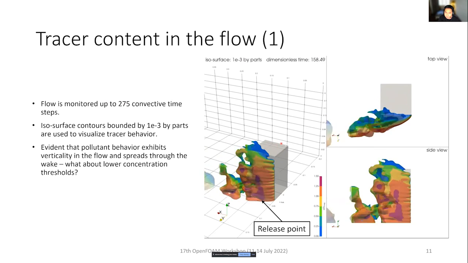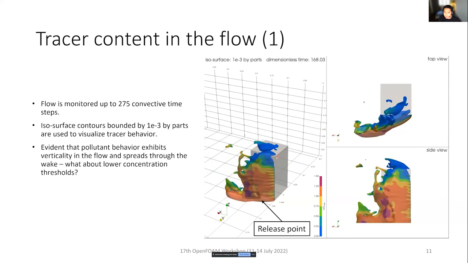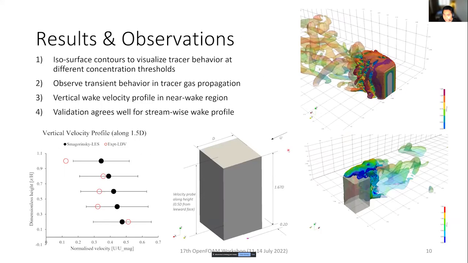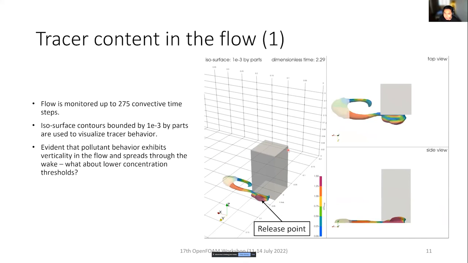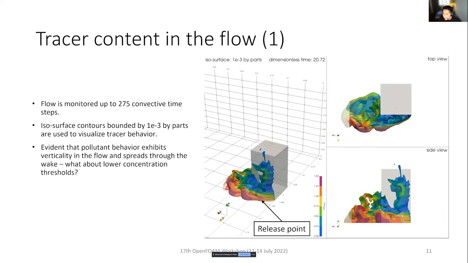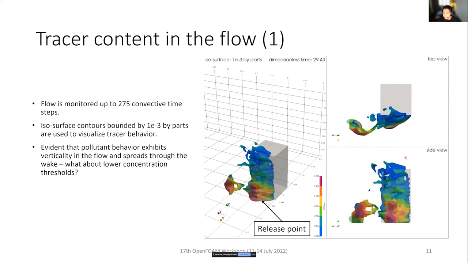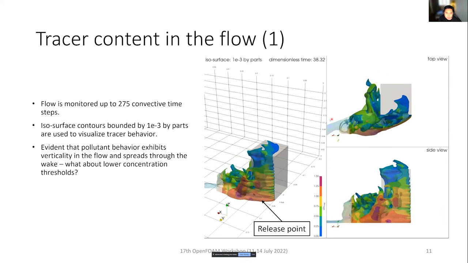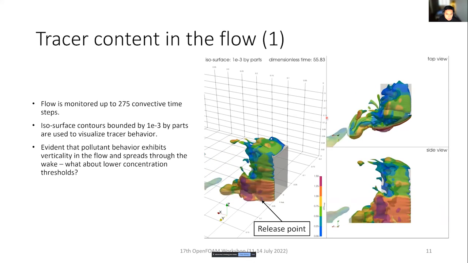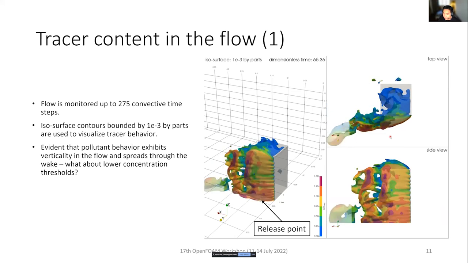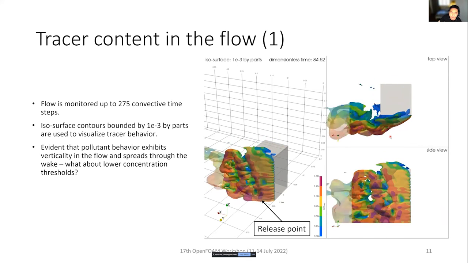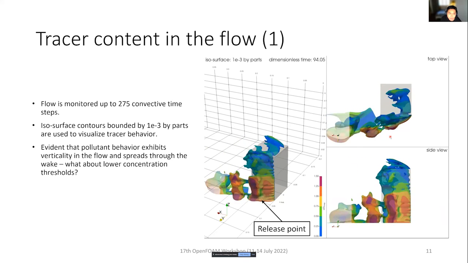So this is about halfway through the observation period that we're looking at. But if I were to just restart the video, you see that in the beginning, we see some kind of wake entrainment, and then the plume actually spreads vertically and over the building. So these are isosurfaces that are captured at 1e-3. So evidently this already agrees with some of the observations that we have on the physical side.